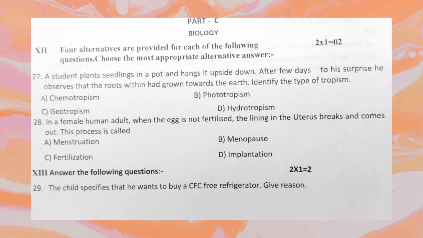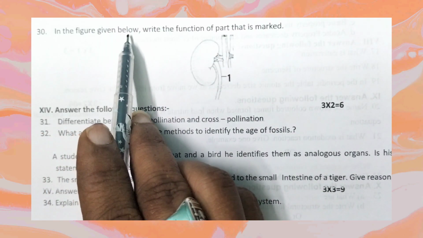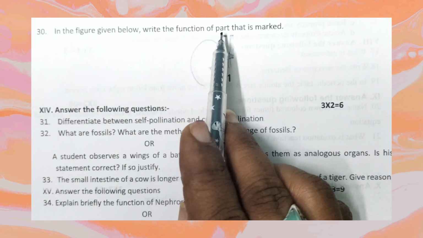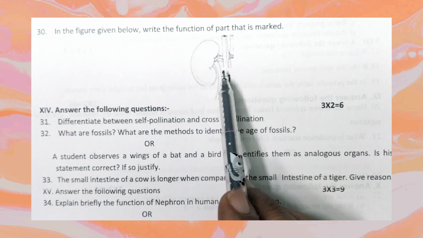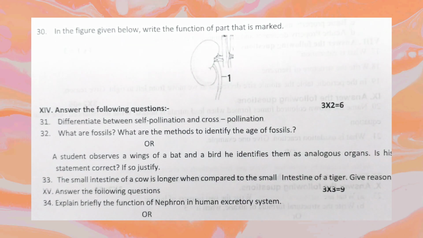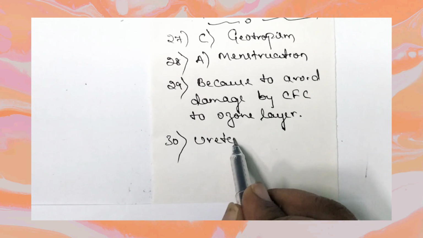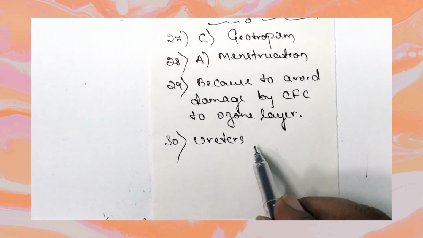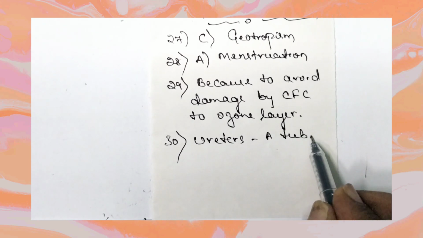Now let us move for 30th question. The 30th question, in the given figure below, write the function of the part that is marked. Here, this marked part, we have to write the function. The marked part is ureters, and the function of ureter is a tube-like structure.